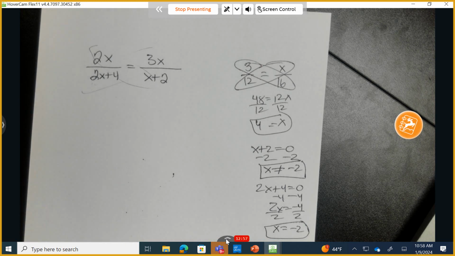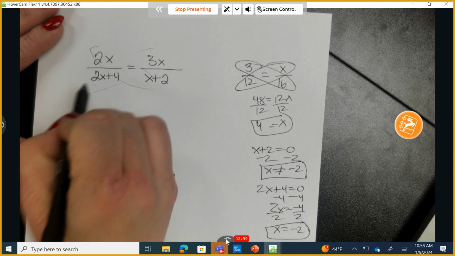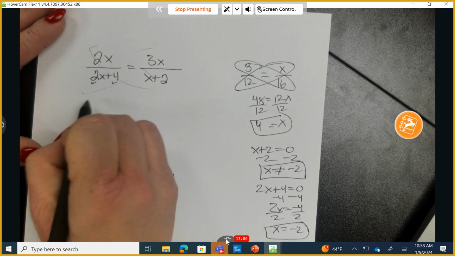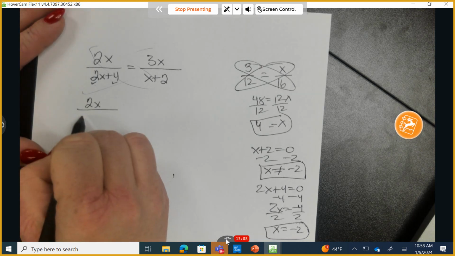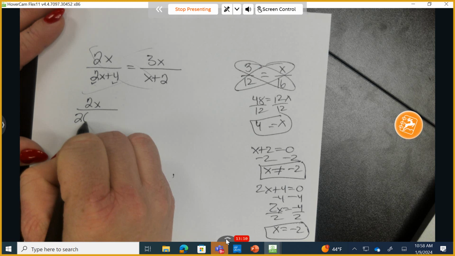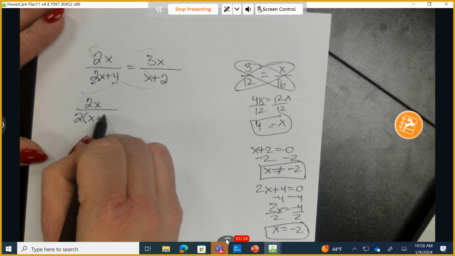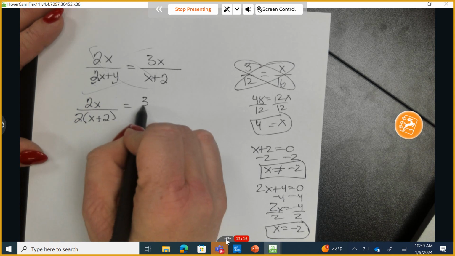What I believe I'm going to do, which I hope is the least amount of work, is I recognize that 2x plus 4, I can factor out a value. The value 2 can be factored out of 2 and 4. So I'm going to rewrite this: 2x over 2 times, 2 times x is 2x, and 2 times 2 is 4.